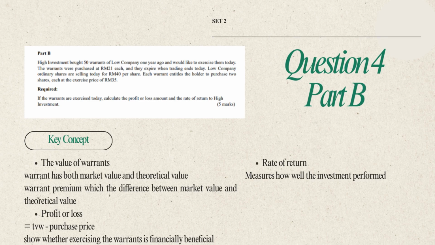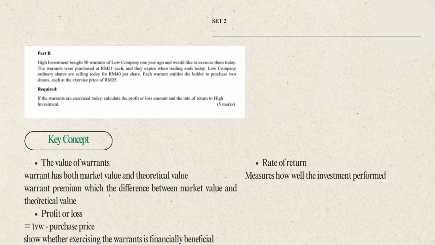A warrant has both a market value and a theoretical value, and the warrant premium is calculated as the difference between the market value and the theoretical value. Other than that, the profit or loss of the warrant is calculated as the value of the warrant minus the purchase price. This shows whether exercising the warrant is financially beneficial or not. Next is the rate of return, which measures how well the investment performed.